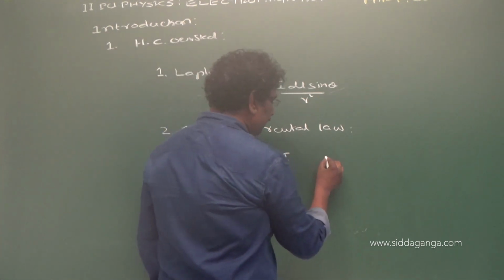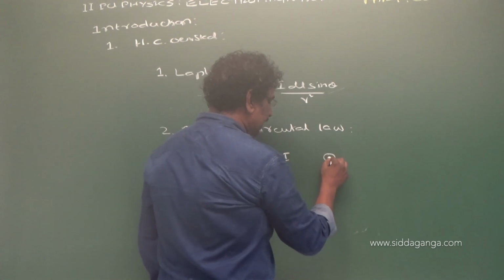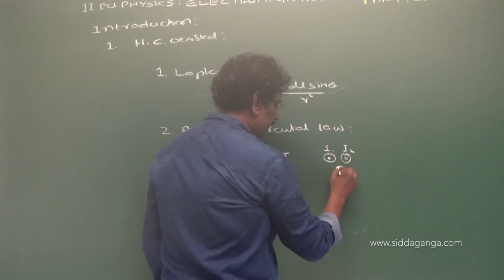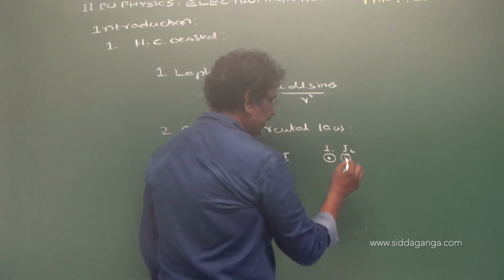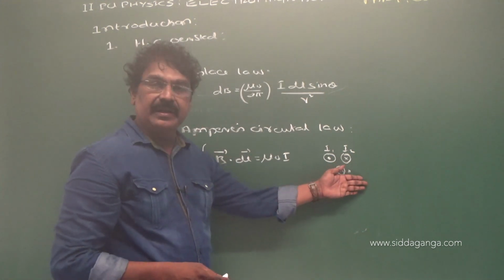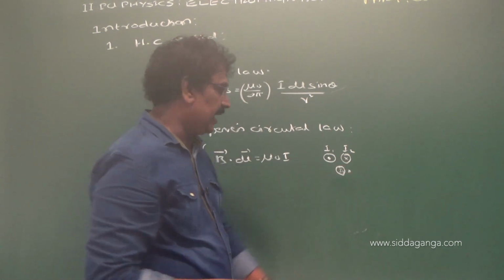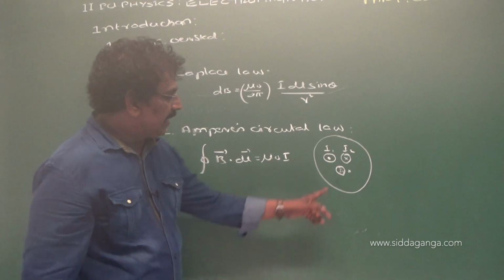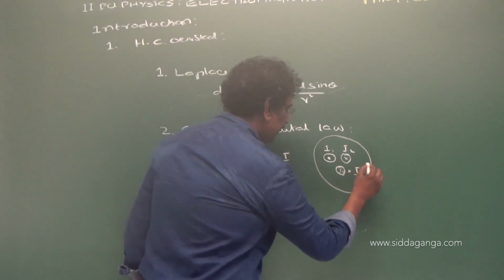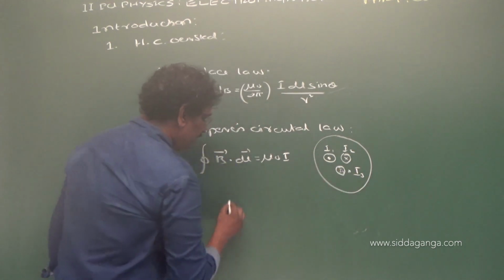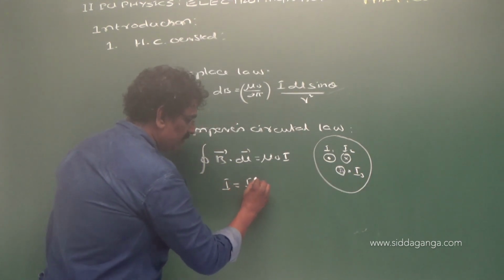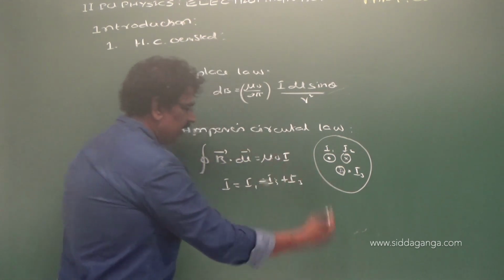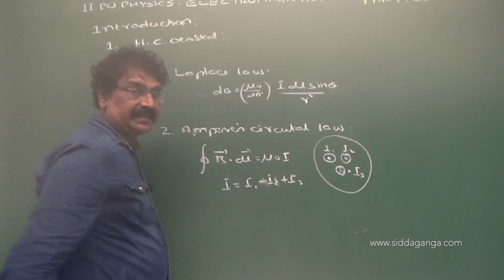Suppose we have many conductors carrying currents, say I1, this is I2, this is I3, etc., perpendicular to the plane of the board, outward or inward. Suppose we have a closed path enclosing some of the currents. Here the enclosed current is, say, I3. Now this current I is equal to I1 minus I3 plus minus I2 plus I3.